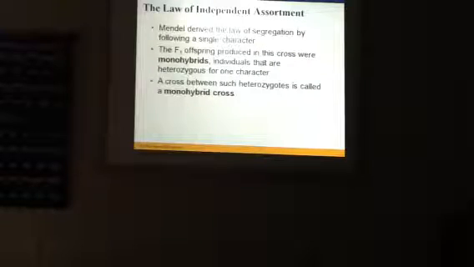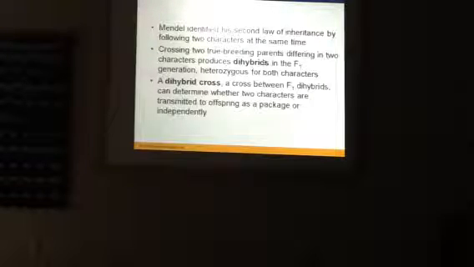Now, Mendel derived the law of segregation by following a single character. The F1 offspring produced in this cross were monohybrids, mono meaning one, individuals that are heterozygous for one character. A cross between such heterozygotes is called a monohybrid cross. Mendel identified his second law of inheritance by following two characters at the same time. He crossbred two true breeding individuals differing in two characters to produce a dihybrid, di meaning two. You're looking at two characters, in the F1 generation heterozygous for both characters. So a dihybrid cross is a cross between F1 dihybrids, which can determine whether two characters are transmitted to offspring as a package or independently, hence the law of inheritance.